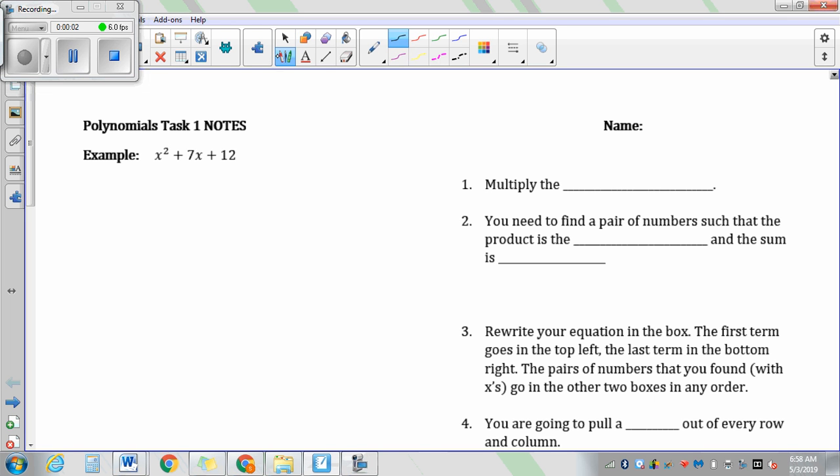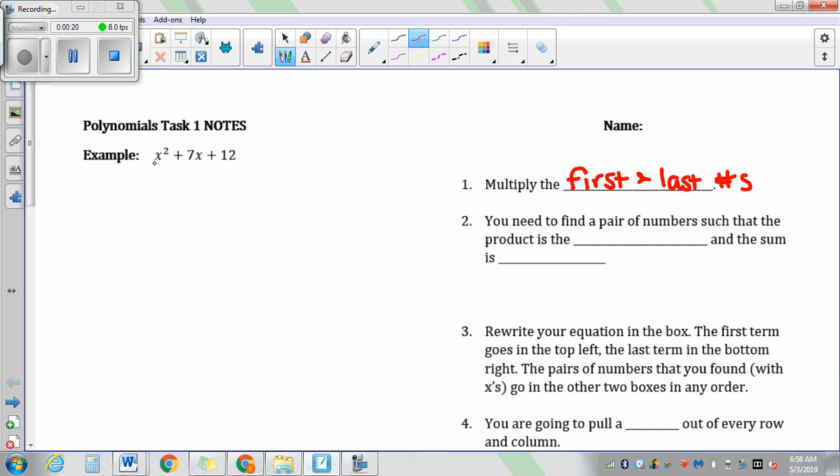All right, today we're talking about factoring, the most important thing you can learn in this class. So it starts with a couple easy steps. The first step is multiply the first and last numbers. So that's the number at the front, that's the number at the back.